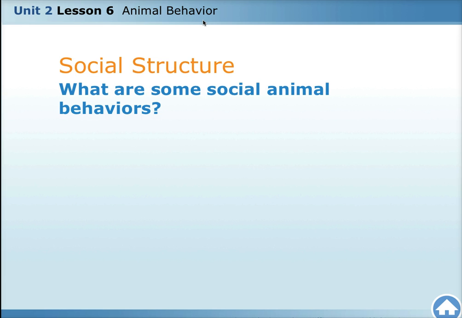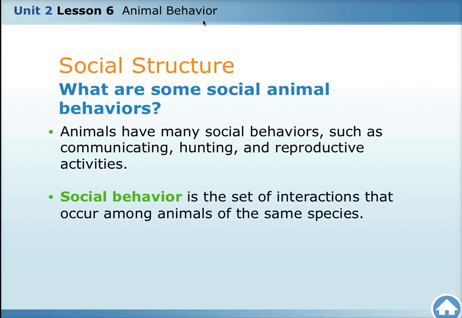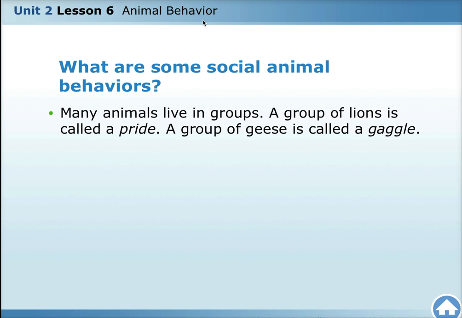So what are some social animal behaviors? I'm on page 158 in your text. Animals have many social behaviors such as communicating, hunting, and reproductive activities. Social behavior is a set of interactions that occur among animals of the same species. Remember, animals of the same species are the ones that can come together to reproduce. Many animals live in groups. A group of lions is called a pride. A group of geese is called a gaggle.